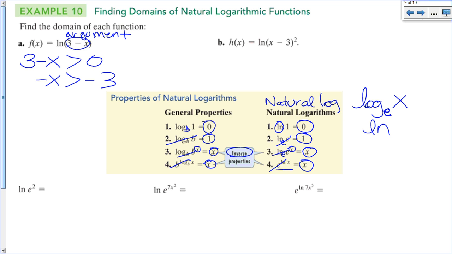Now here we want to know what x must be greater than, not negative x. So what I'm going to do is multiply both sides by negative 1. Now every time you multiply by a negative number and you're solving an inequality, you must reverse the inequality sign. So in this case, we will have x is less than negative 3 times negative 1, which is positive 3. So the x values must be less than 3.